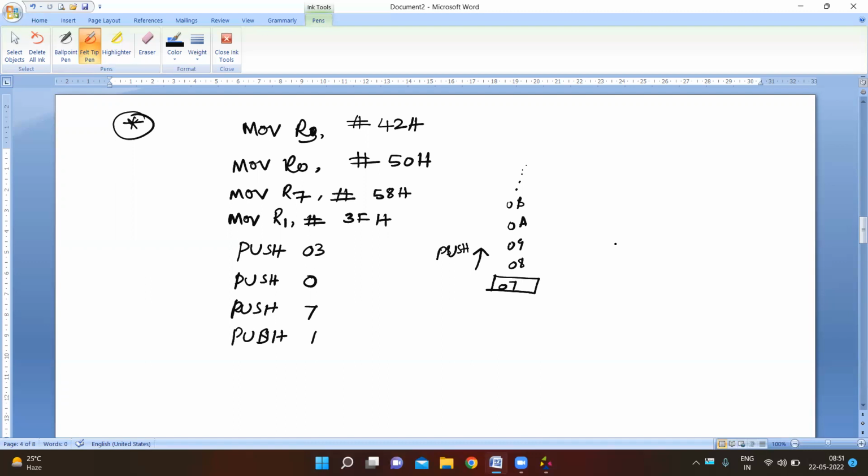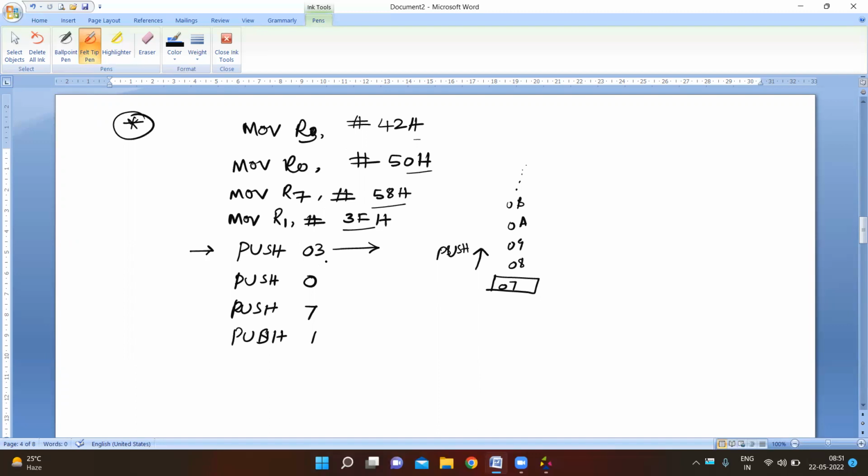So after these instructions, initially R3 is loaded with 42, R0 with 50, R7 with 58H, and R1 with 3FH. These are the contents of these registers, the internal locations 1, 7, 0, and 3 of internal RAM: 42, 50, 58, and 3F. Now, the push instructions are executed; first, push 3 is executed in sequence, as this program is executed sequentially.